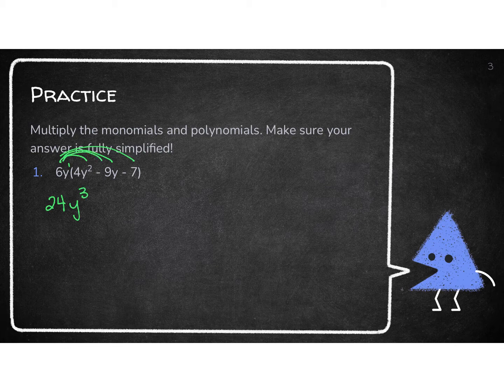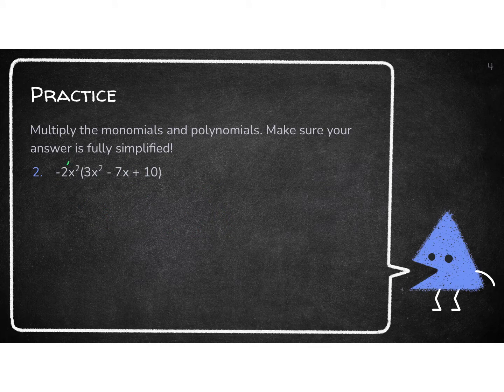I'm going to do 6 times negative 9. It's going to give me negative 54. y to the 1 times y to the 1 is going to give me y to the 2. 6 times negative 7 is going to give me negative 42. And then I have that y, so I have to carry that over. Because this is a y to the third, a y squared, and a y, these are not like terms, so I can't combine them. So that's my final answer, and I'm done.